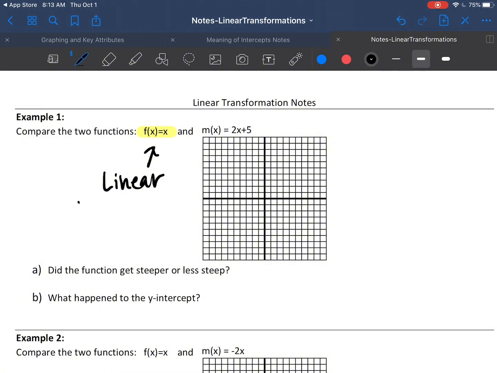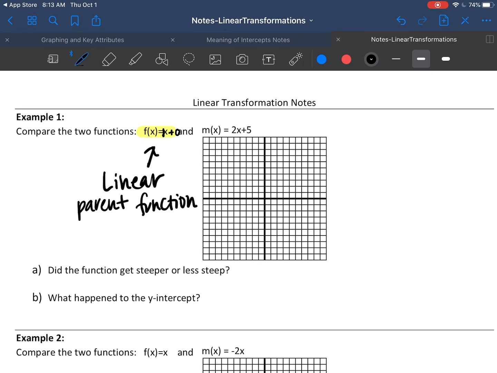Linear parent function. He's the parent function because his slope is just 1. There's an invisible 1 in front of the x. And his y-intercept is just 0. Remember, there's an invisible plus 0 if you don't have a b value there.